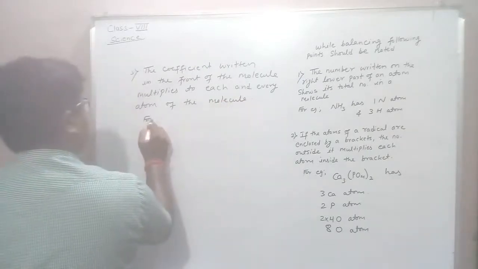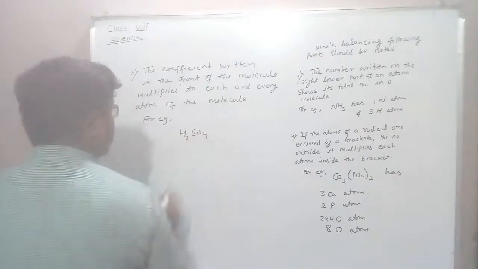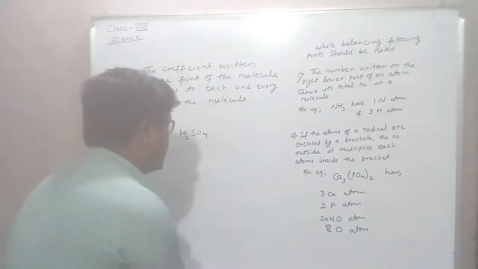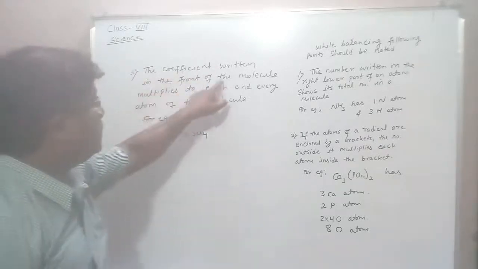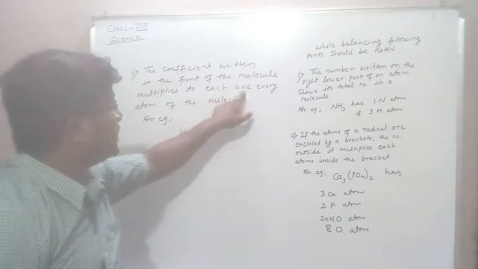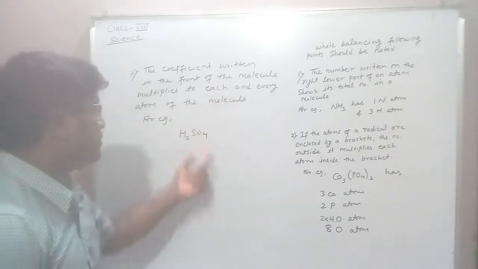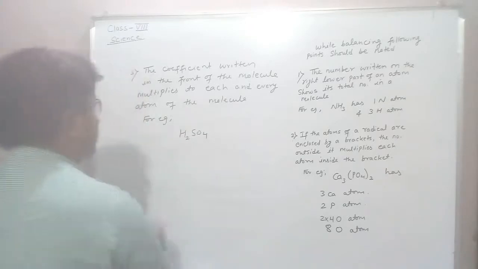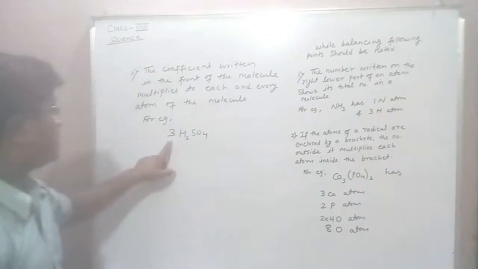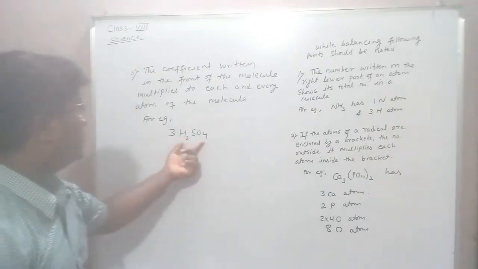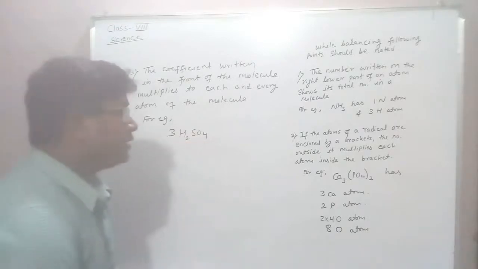For example, suppose this is H2SO4, sulfuric acid. The coefficient written in the front of the molecule multiplies to each and every atom of the molecule. I have written here H2SO4, this is your sulfuric acid. Suppose I have written here 3. So this is the coefficient written in front of the molecule, sulfuric acid. So what does it mean?